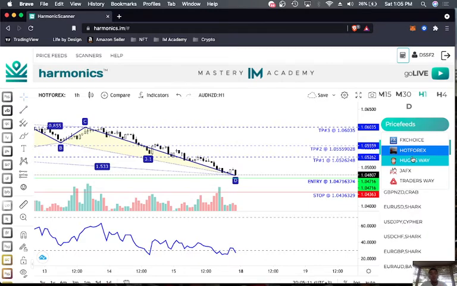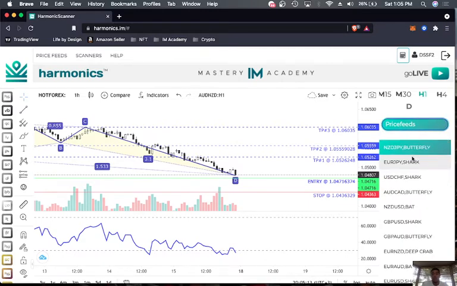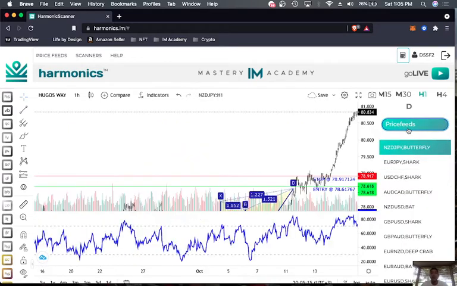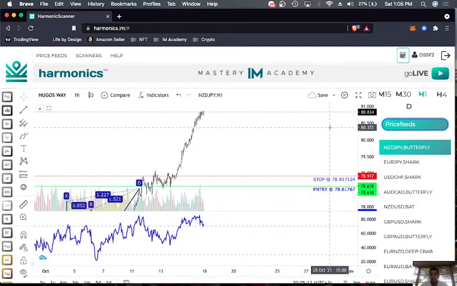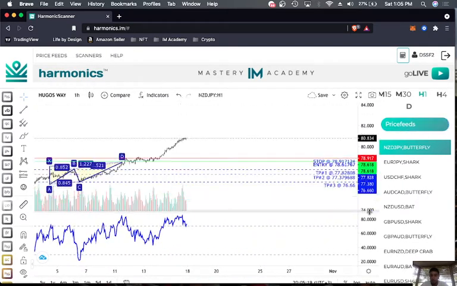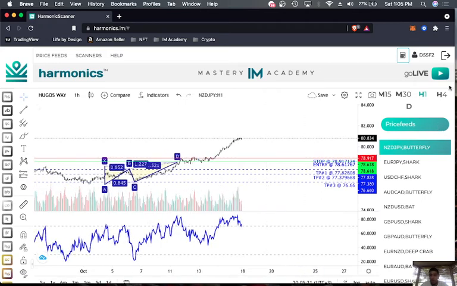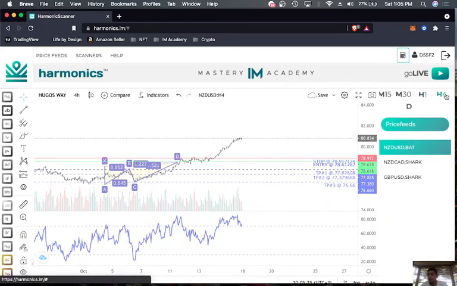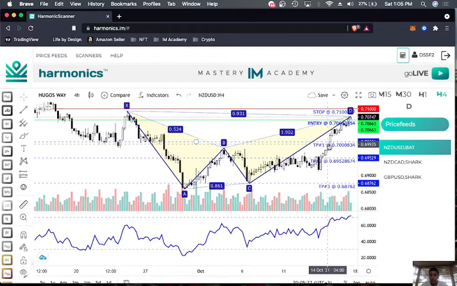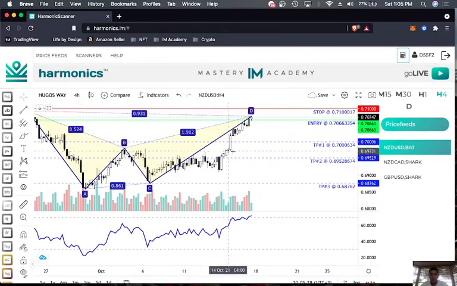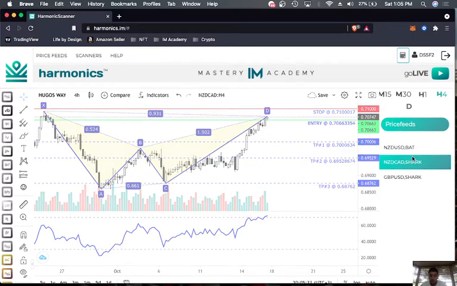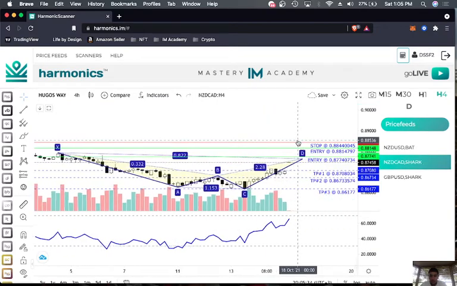Me personally, whenever I'm looking at trades in the harmonic scanner, or I tell my team, we always go to Hugo's Way, that is the closest to our broker. And I love to take trades anywhere from the 30-minute to the 4-hour time frame. So let's look at this play right here. Okay, awesome. Let me see if I can find a good setup, and we can go into the nitty-gritty.